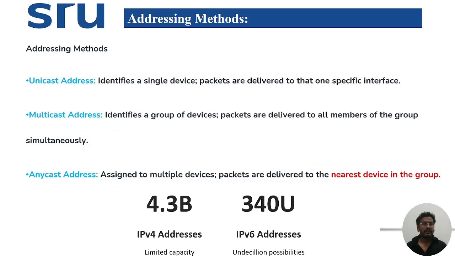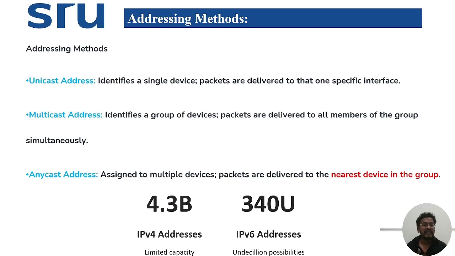So coming to the addressing methods, there are three addressing methods in the IP version 6 model. The first one is the unicast method. It identifies a single device, and packets are delivered to that one specific interface. Which means it identifies a unique IP address, and the file is sent to that unique address, delivered to that one specific interface.